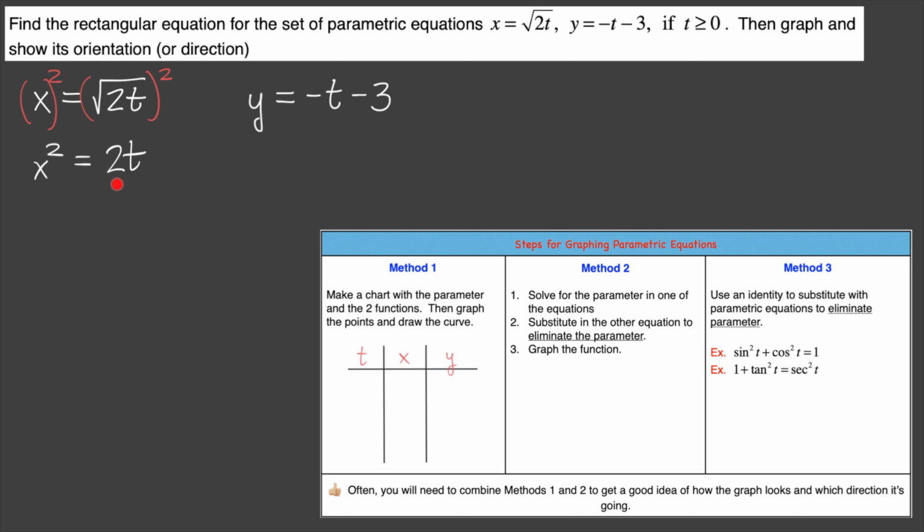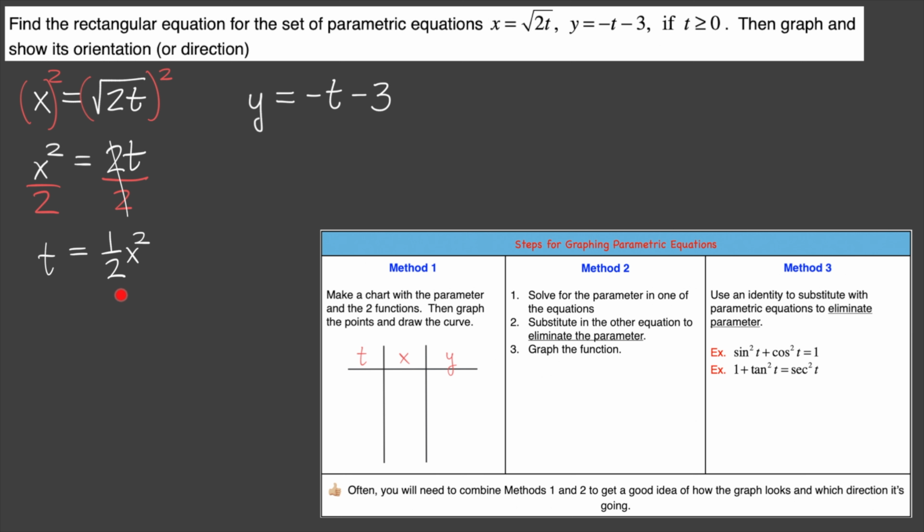We want to isolate t, so we need to get rid of this 2. So we divide both sides by 2. The 2's cancel on the right side, and we're left with t. So t equals, I'll write the t on the left side, 1/2 x squared, which is really x squared over 2. All right, so now we've isolated t in our x equation, which is great.